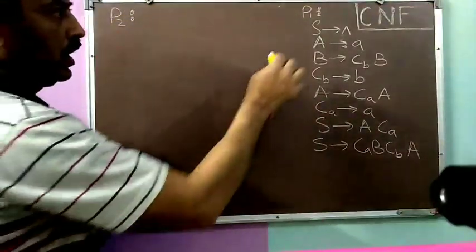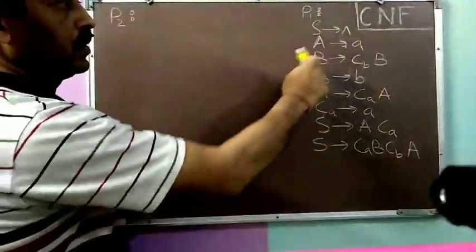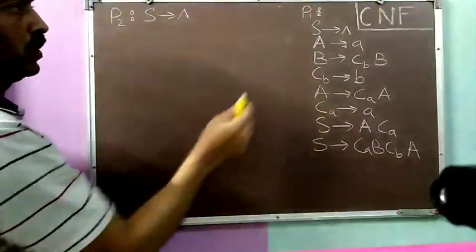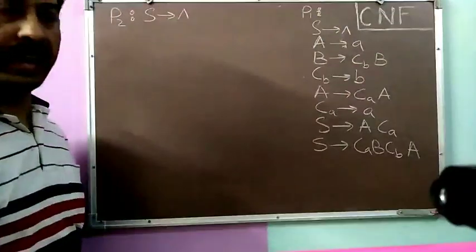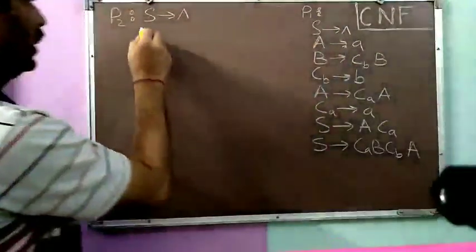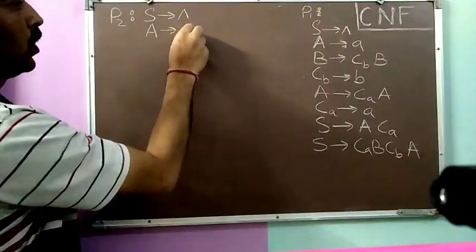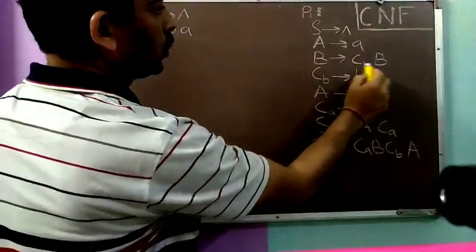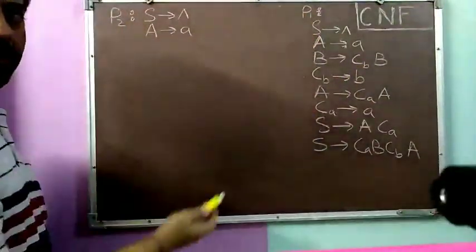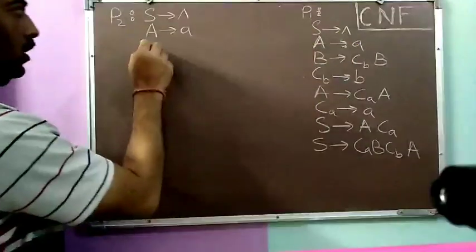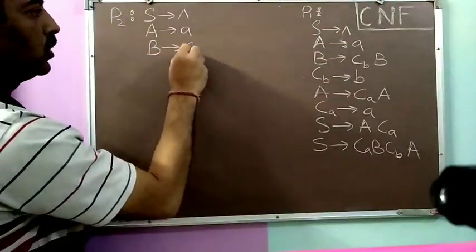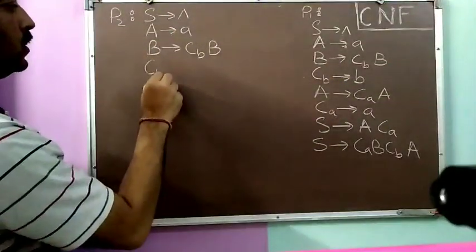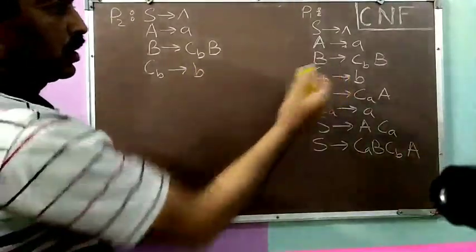In P2, I will be including all the productions of P1 which are already in the required format. So S2 to null is in the required format because it is deriving only null and S is not appearing on the right hand side of any production. Okay. Then A2 to small a, this is allowed. And then B2 to CB, capital B. So there are two variables on the right hand side. Okay, so this is as per the CNF format. I will be including B2 to CB, capital B. And then CB to small b, this is already in the required format.